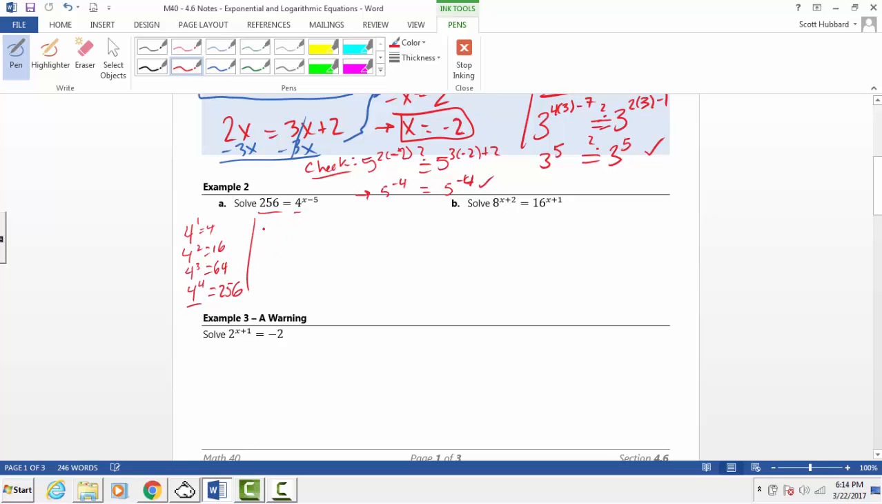So right now I'm going to have 4 to the 4 is equal to 4 to the x minus 5. And so now, since they're the same base, I can go ahead and just say that that exponent has to equal that exponent. And so 4 has to equal x minus 5. And then we just do our algebra.